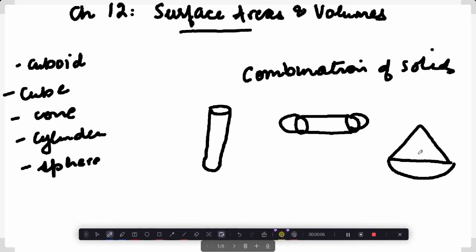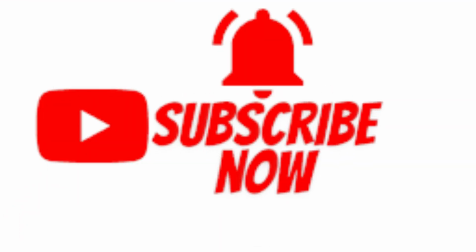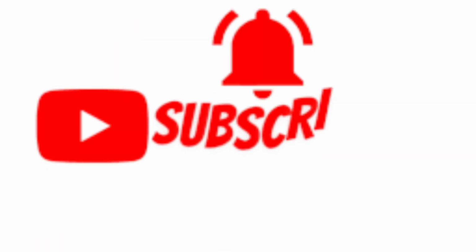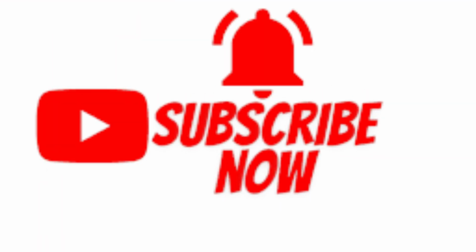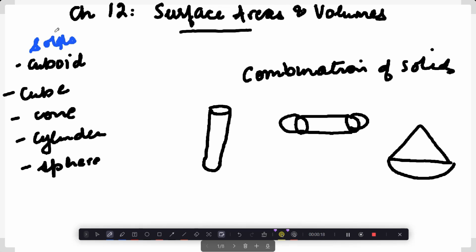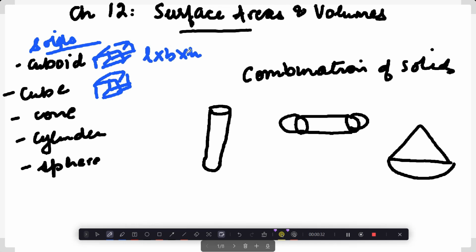Okay, Chapter 12, Surface Areas and Volumes, Class 10 CBSE NCERT. We would have studied some of the solids like cubes and cuboids. A cube is a square in three-dimensional space having equal sides. A cuboid is rectangular in 3D space. We have also studied the right circular cone, cylinder, and sphere. So these are the solids that we have studied, and their areas and volumes.